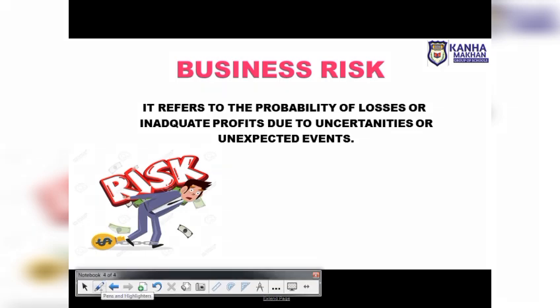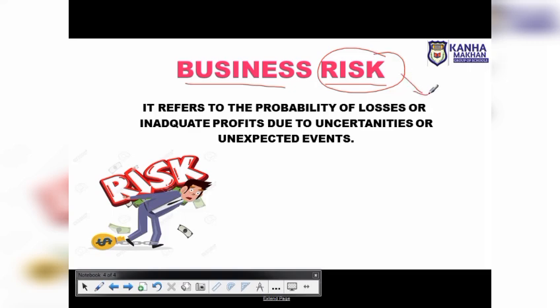How can you define business risk? Earlier we have studied that risk is an important element of any business, and this risk is present at every level. You cannot completely eliminate it, you can only minimize it. Now we will study how you can define risk. What is the definition of risk?